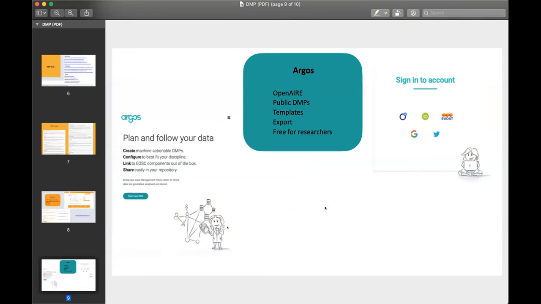The second tool you can use is Argos. There are more of them. You can find them on the list on the slide before. So the second tool is Argos. It was created by OpenAIRE. You can find public DMPs here, which can be really useful. It has templates too, and you can export created DMPs in PDF, Word, JSON, or XML formats. It is free for researchers, and they can sign into their account. You can access Argos even with your ORCID or Google account.